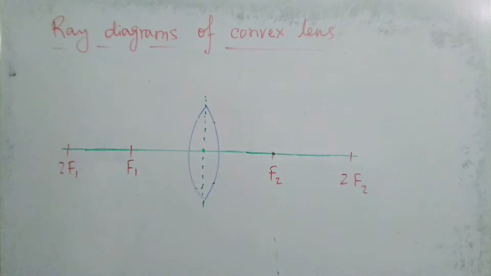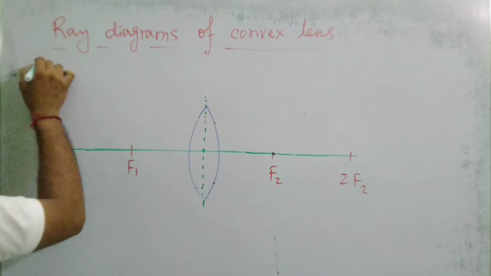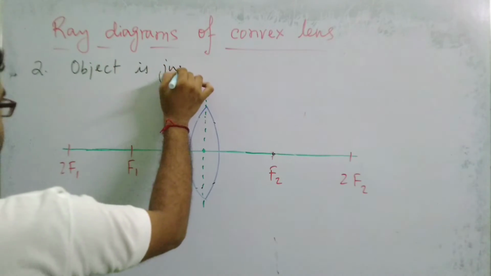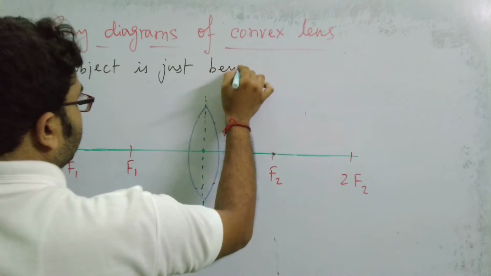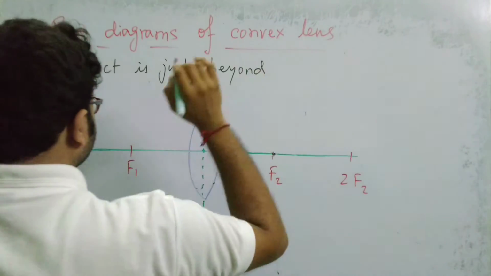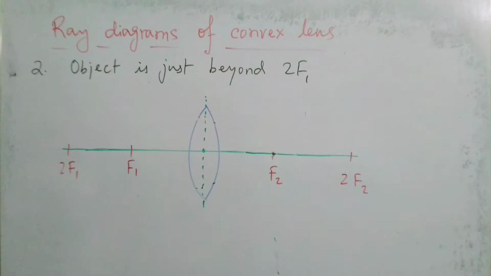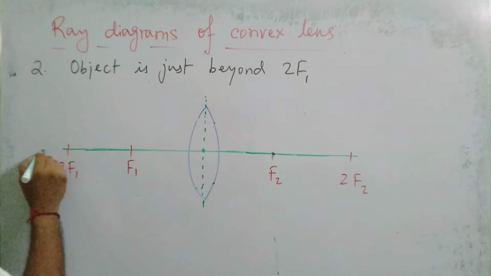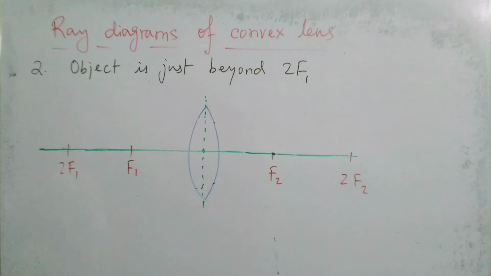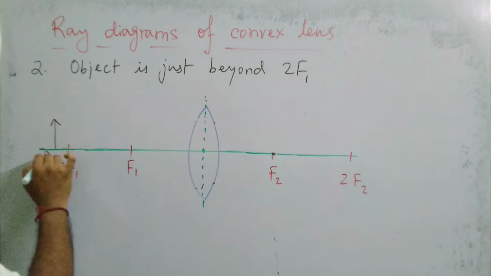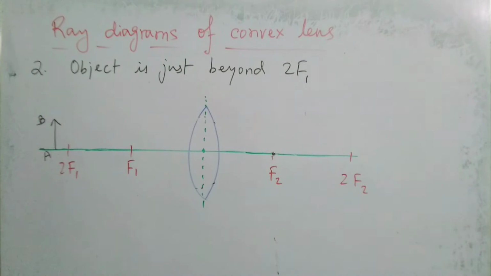Now the second case is that the object is just beyond 2F1, which means the object is just behind the center of curvature. Now what happens here? If I consider the object just behind the center of curvature, I can consider the object to be somewhere here. So this is the object, denoted by the letters AB. I think the figure is clear.